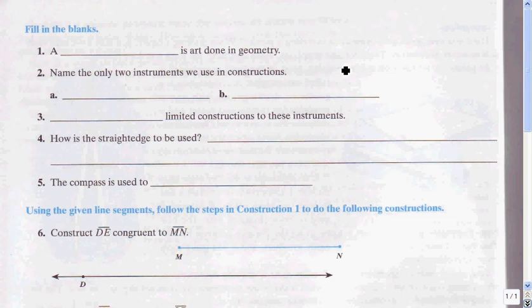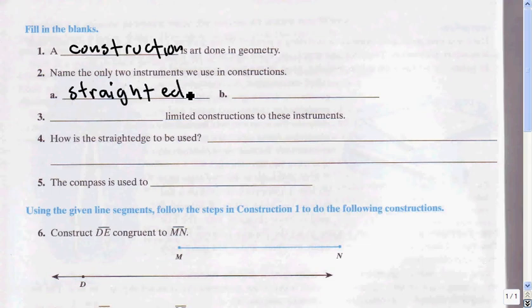If you read the previous page, you should know the answer to all these questions. A construction is art done in geometry. Name the only two instruments we use in construction: a straight edge and a compass.